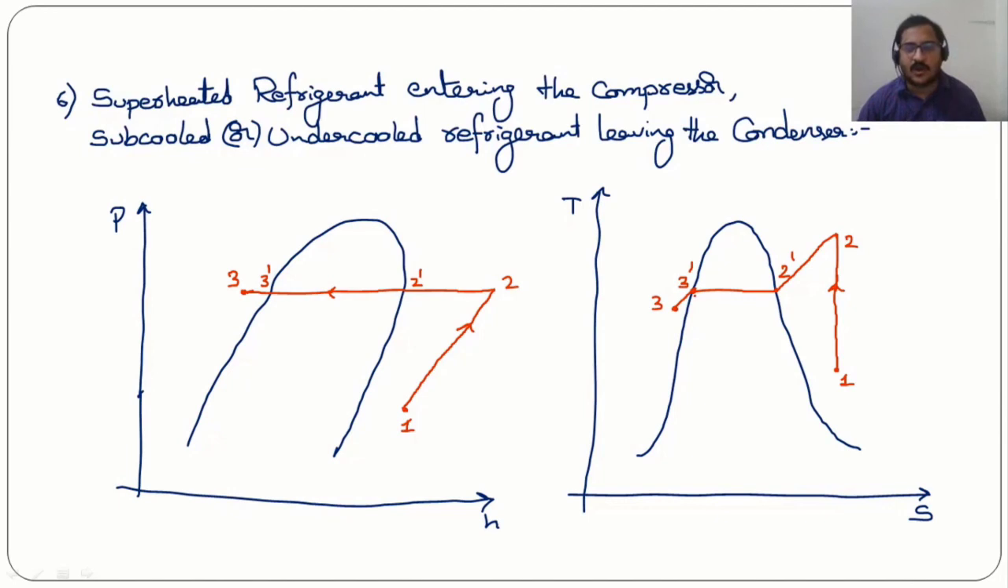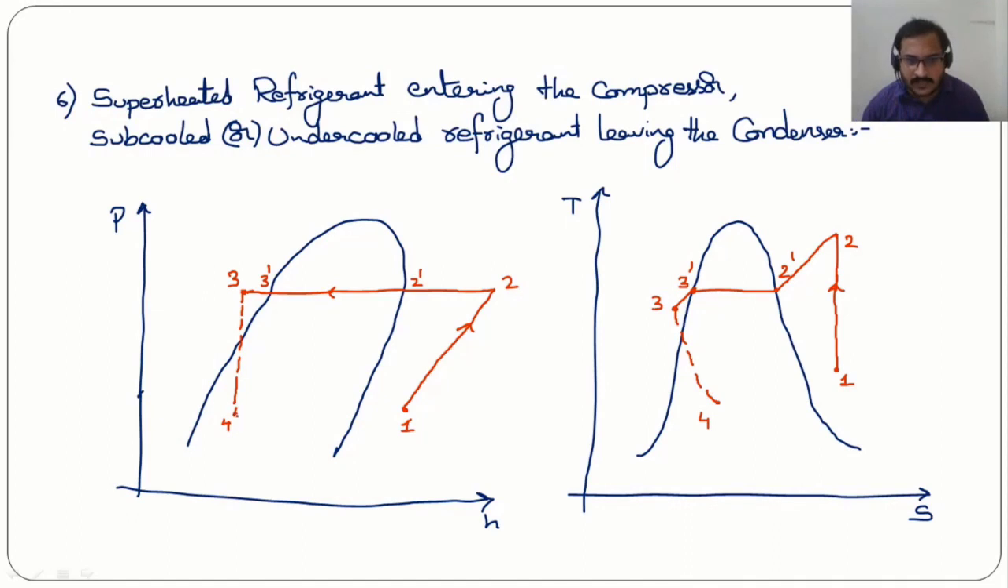See, subcooling or undercooling is the process in which the temperature of the refrigerant will come below the saturation temperature corresponding to that pressure. So that is the reason we have taken 0.3 here. 3 to 4 is throttling expansion. You should represent it like this. And throttling expansion in the TS diagram looks like this.